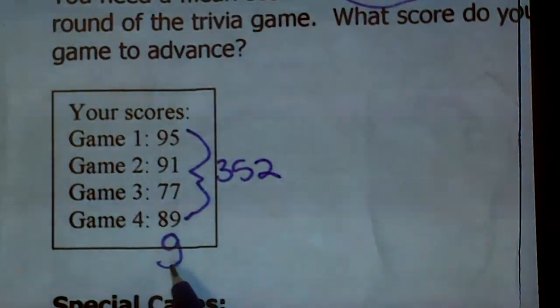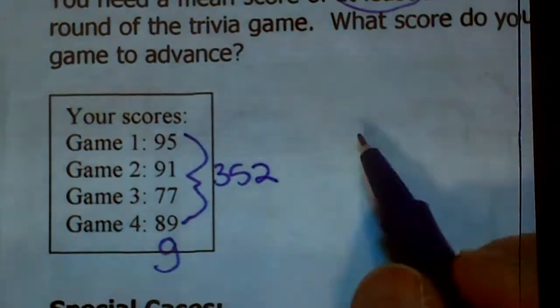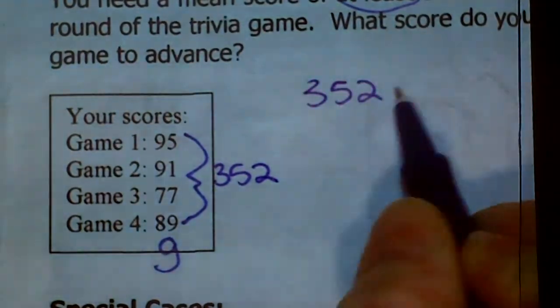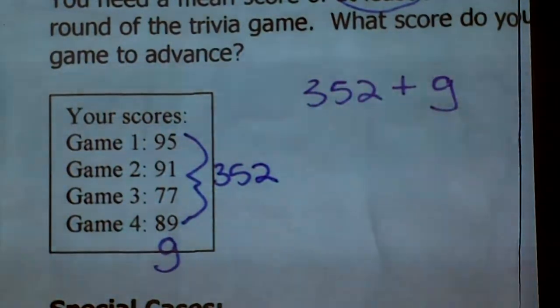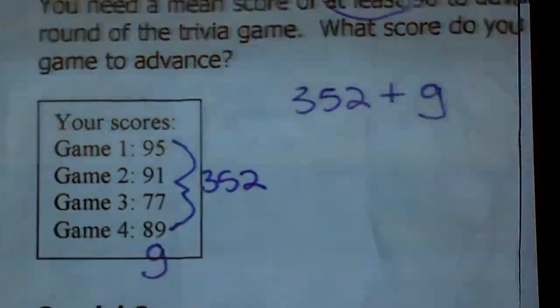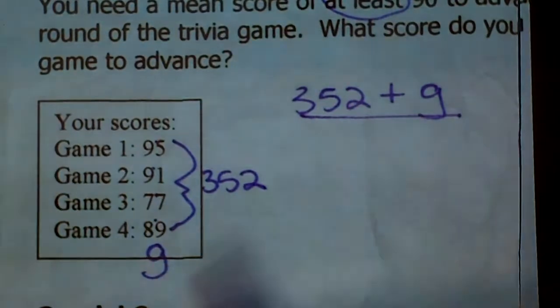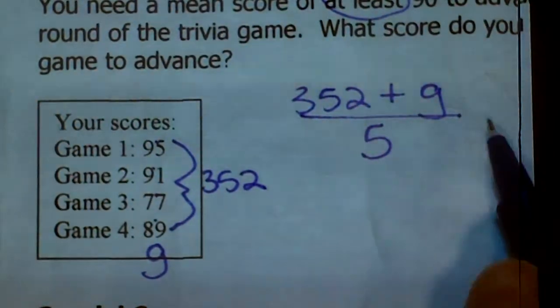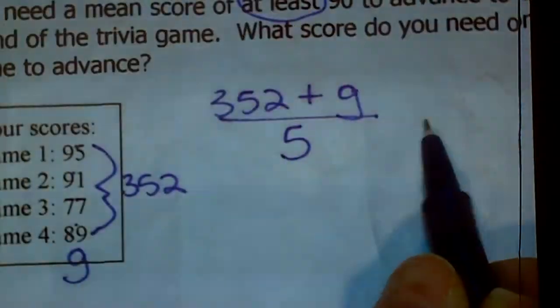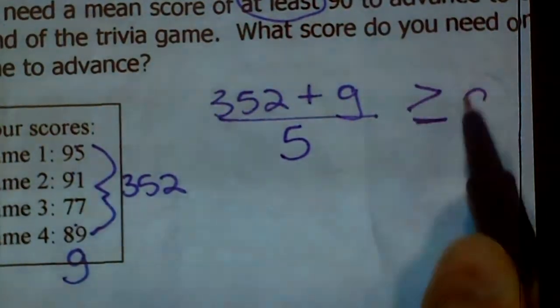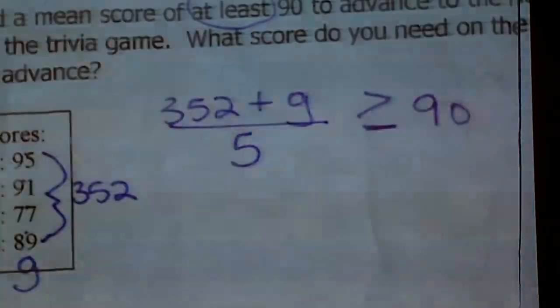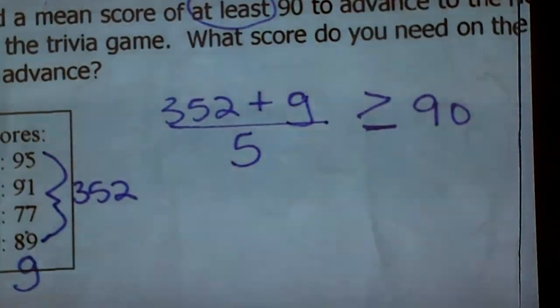352 plus what divided by 5 will give me a score that's at least 90. So my equation will look a little something like this. 352 plus that other game, that 5th game, divided by 1, 2, 3, 4, and we're putting a 5th game in there, 5. If it needs to be at least 90, that means that this amount can be equal to or greater than 90. So generating the equation, I think, is the biggest battle. From this point, I think we'll be okay.